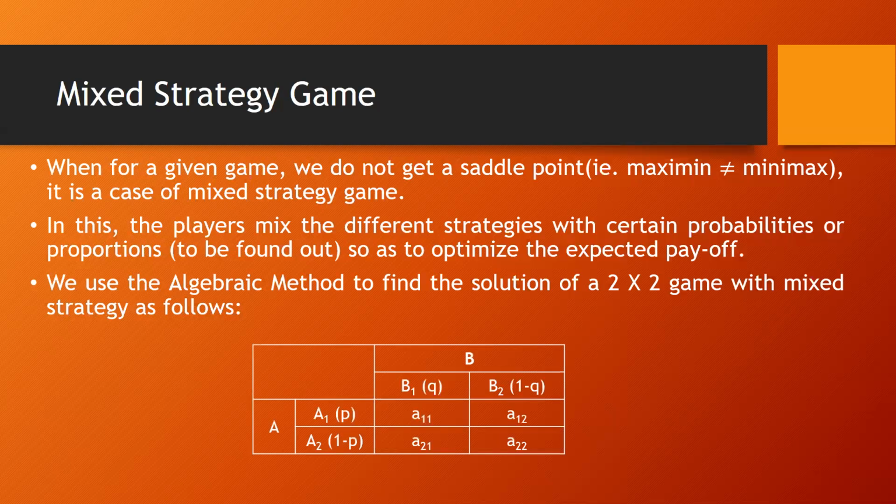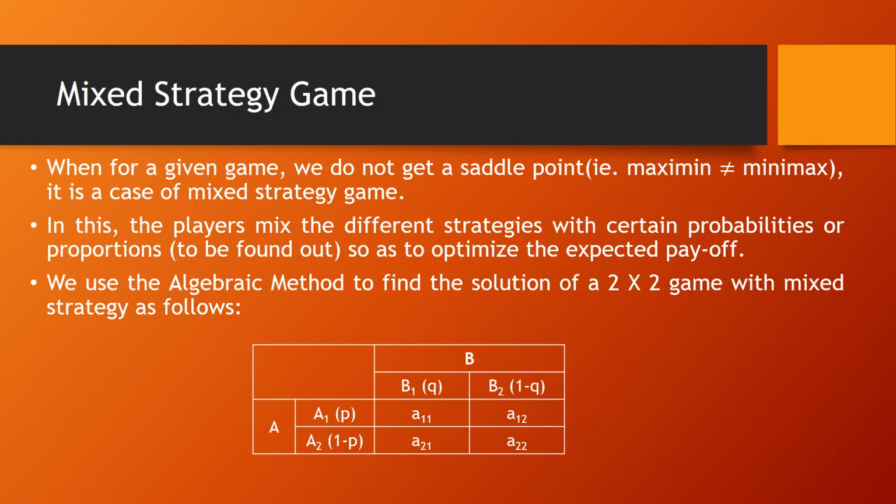If this is my matrix given, where there are two players, A and B, with two strategies each, that is A1 and A2. Let us say player A plays the strategy A1 with proportion or probability P. Then the probability of using the strategy A2 is given by 1 minus P. Similarly, for player B, if Q is the probability with which he is using the strategy B1, then B2 will have 1 minus Q probability.